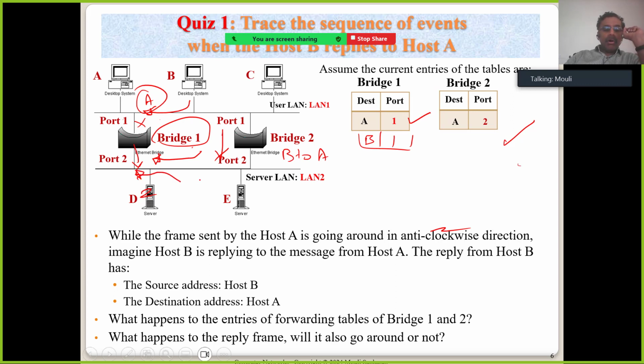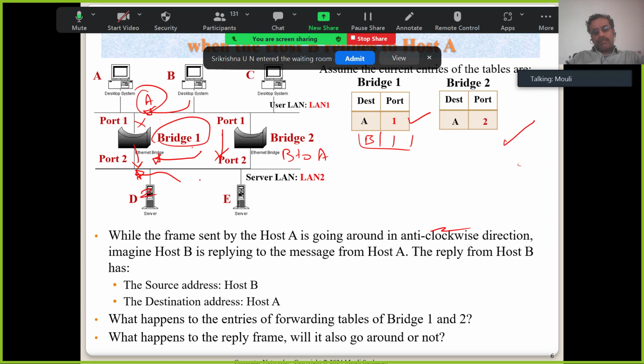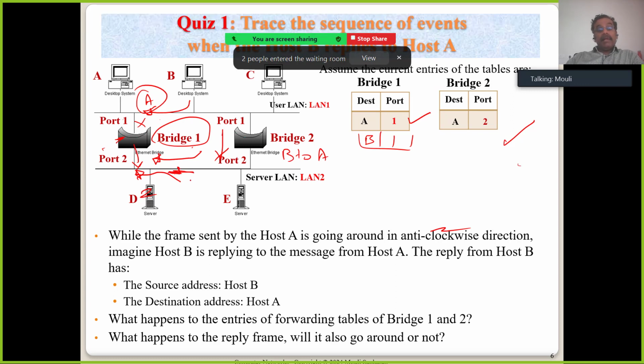Remember one more thing, bridges do not change the contents of the frame. Similarly, routers do not change the contents of the IP packets. They only read it, understand it, forward it. Maybe in the router case it will decrement the TTL value, whereas here maybe it would need to compute the CRC. That also need not be done because it is not changing any content of the packet, so the CRC value will also be the same. It will just pass it on. It doesn't do much work. So now bridge 1 will see that source B is coming from this side. Then it will assume that B is on LAN 2.